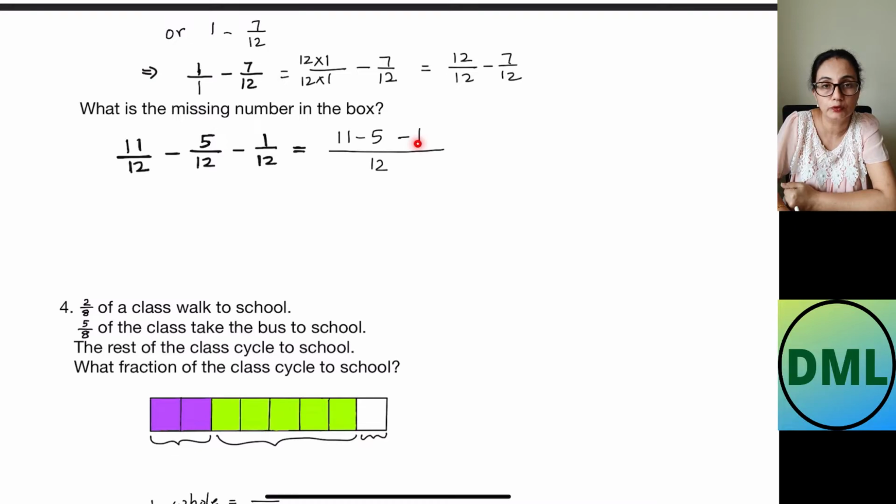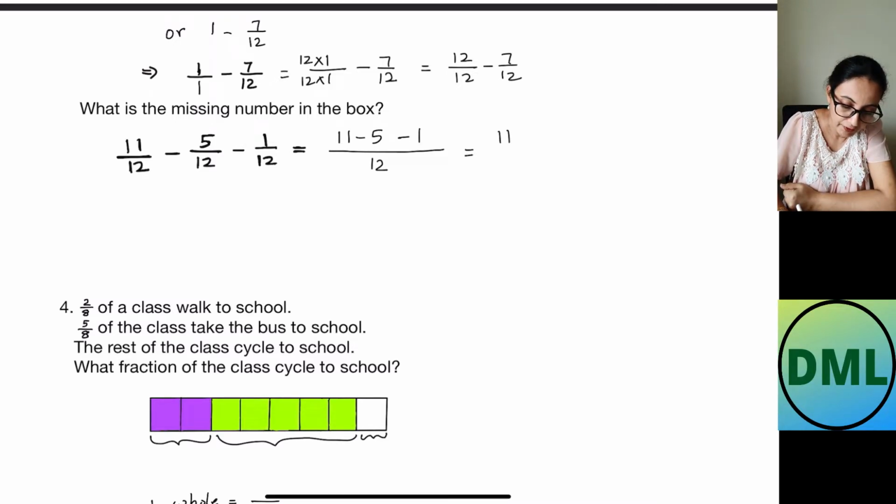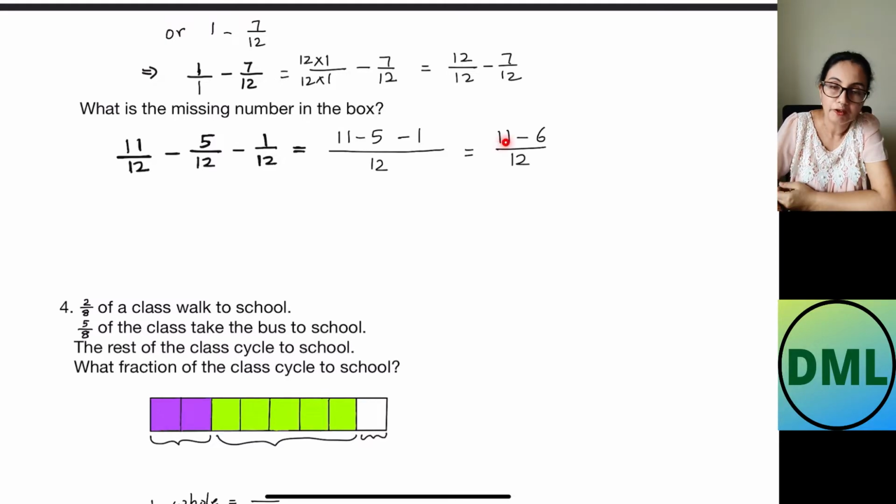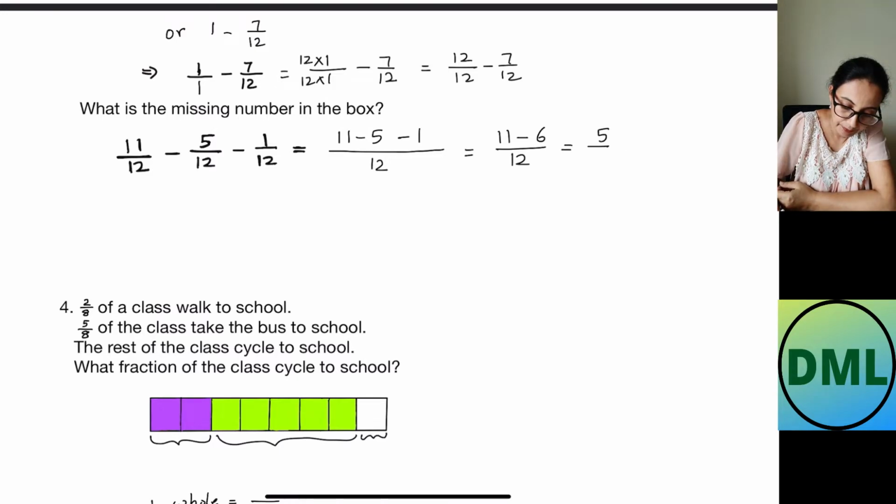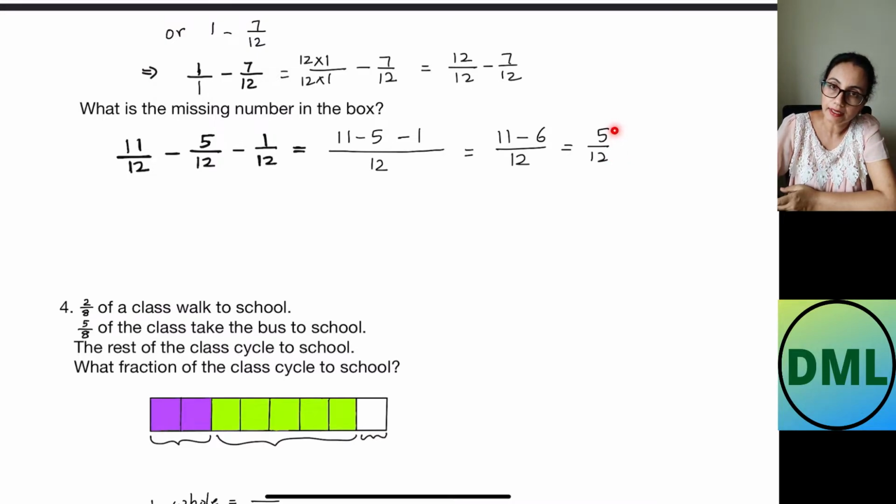So what I have to do with the same sign? I have to add them. Let's add it. It will be written as 11. 5 plus 1 is 6, minus 6 over 12. What will be the answer for 11 minus 6? 5, right? Let's write down 5. It will be written as 5 by 12. 5 by 12 part is the missing number.